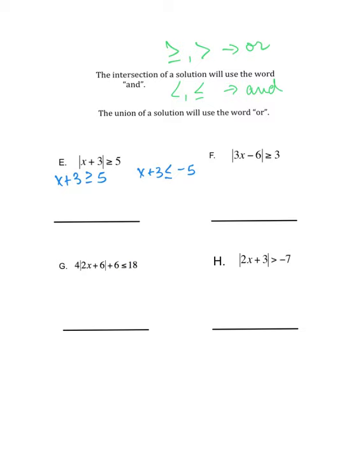Now, is it and or is it or? Since this is greater than, we're going away from 0 in two different directions. This is or. And now all you have to do is solve them. Subtract 3 from both sides. X is greater than or equal to 2, or x is less than or equal to negative 8.